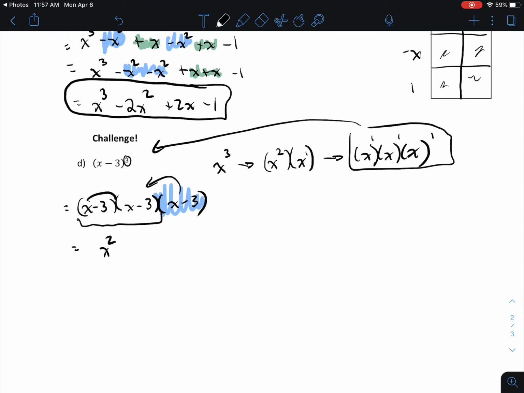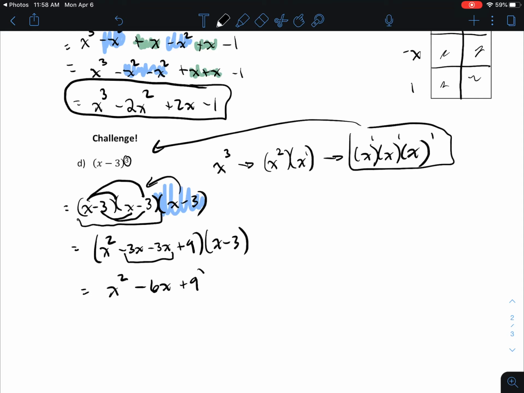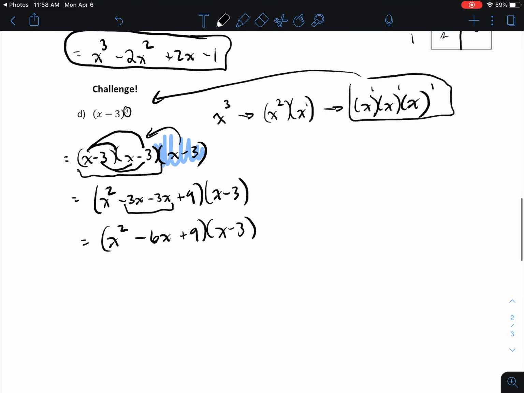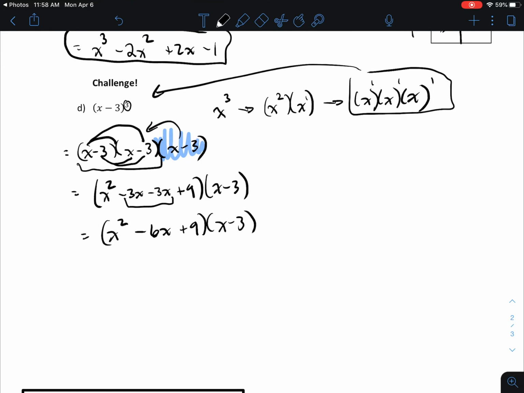Okay, so I'll do it here. X times x should be x squared. X times negative 3, negative 3x, and then do the bottom. Negative 3 times x should be negative 3x. Negative 3 times negative 3 should be positive 9, right? Now, don't forget about the blue section, right? So this is still going to be in brackets, and then I'm going to multiply this by x minus 3. Okay, so then I'm going to clean up the two middle pieces.